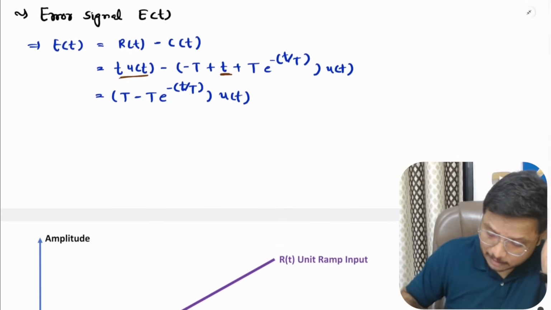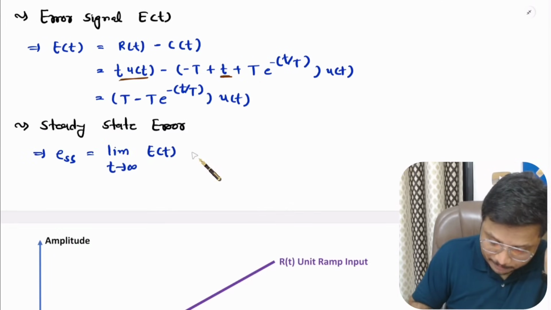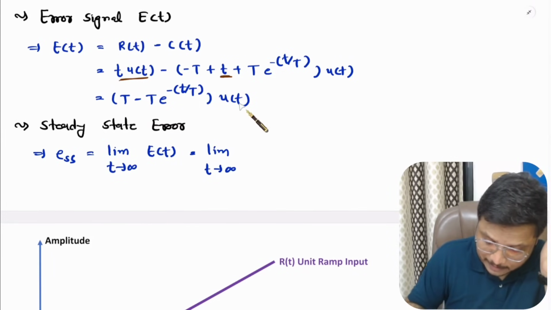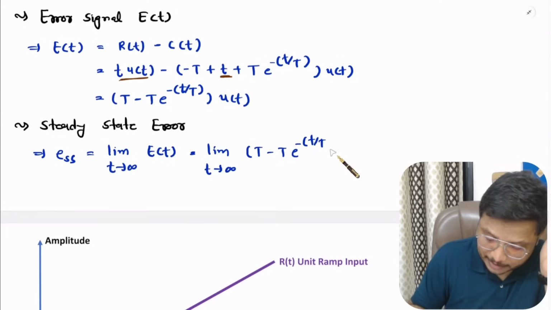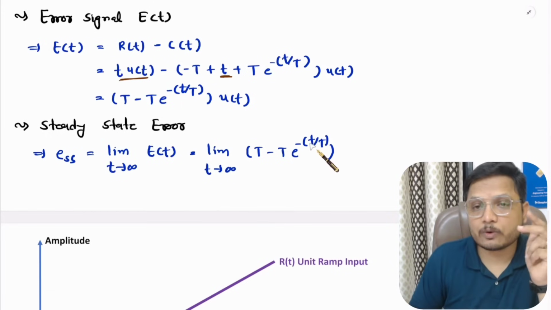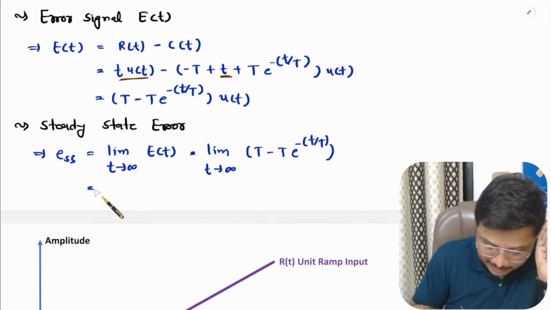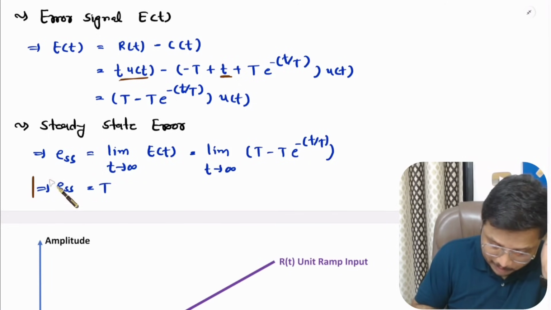What is steady state error? Steady state error is limit t tends to infinity of e of t. So here we have limit t tends to infinity, and e of t is t minus t into e to the power minus t by capital T. Now if t tends to infinity, then we have e to the power minus infinity, so 1 divided by infinity is 0. So this term will be 0 and only capital T will be there. So steady state error here will be capital T only. So now we have the steady state error.